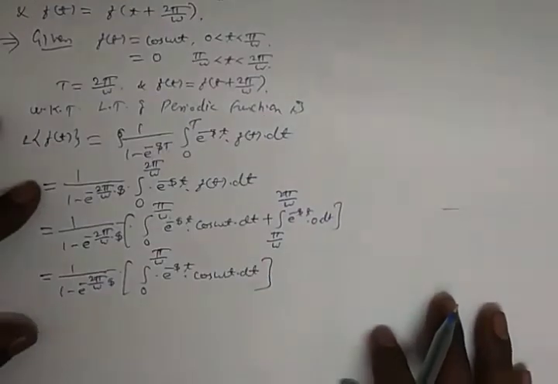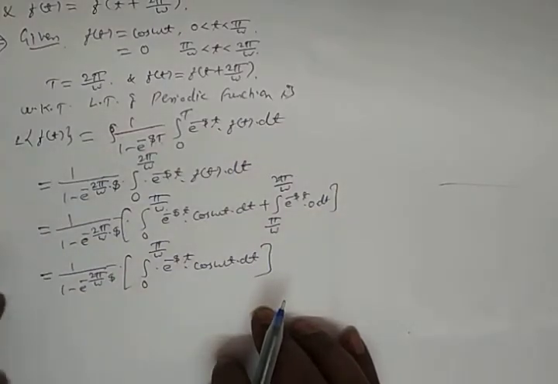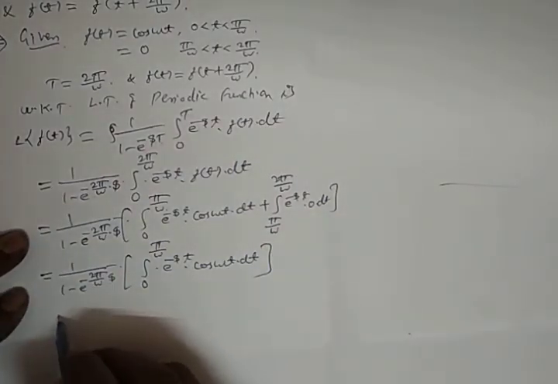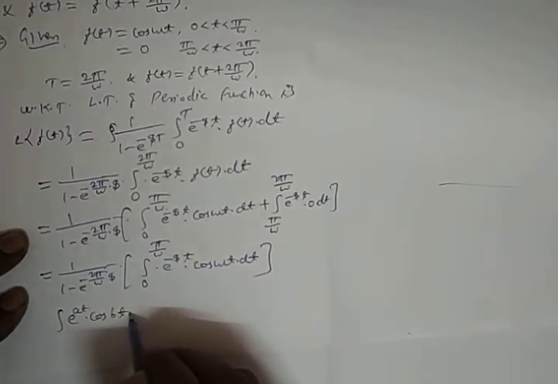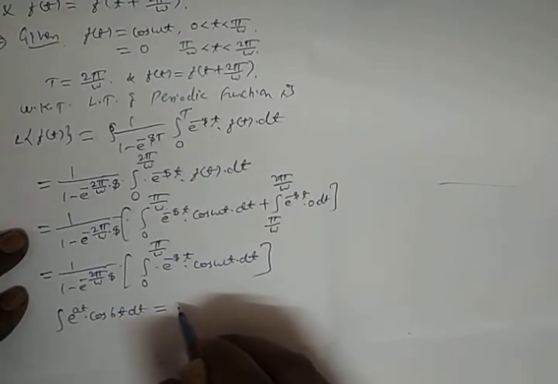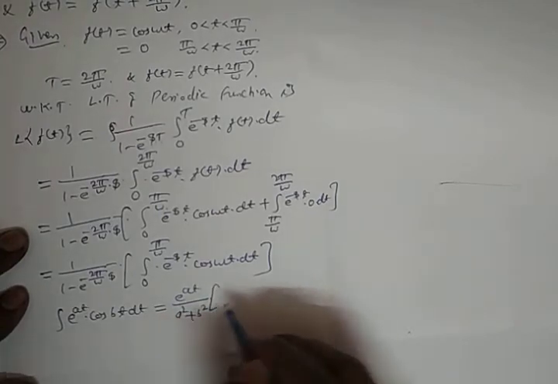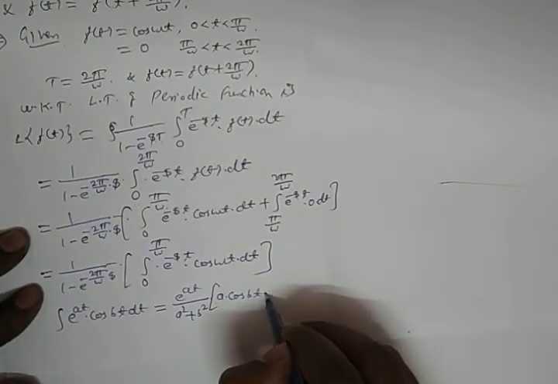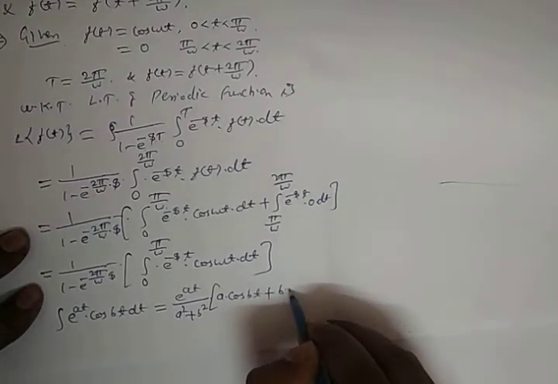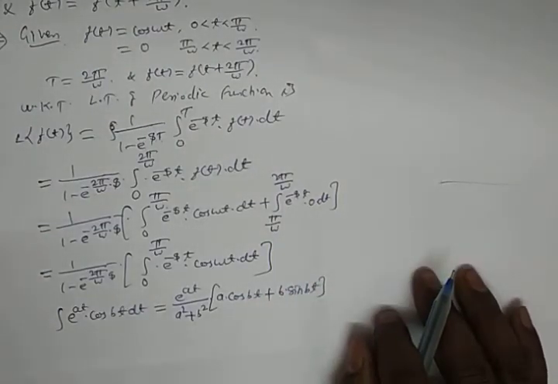Now how to simplify this? This is a very important point. To simplify this, we require one formula. What is that formula? Integration of e raised to at into cos of bt dt is equal to e raised to at upon a square plus b square, in bracket a cos bt plus b sin bt. So this is the formula for that.